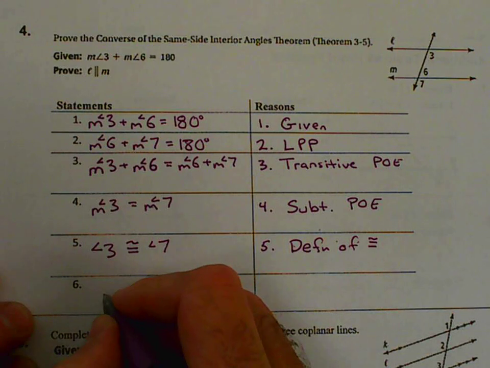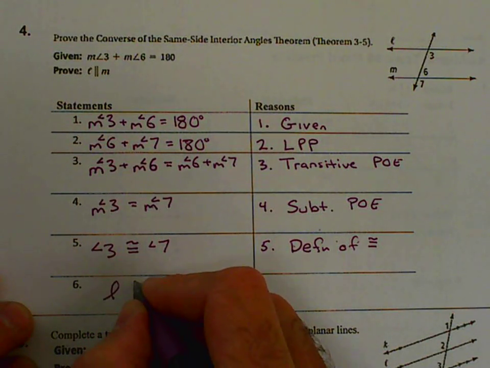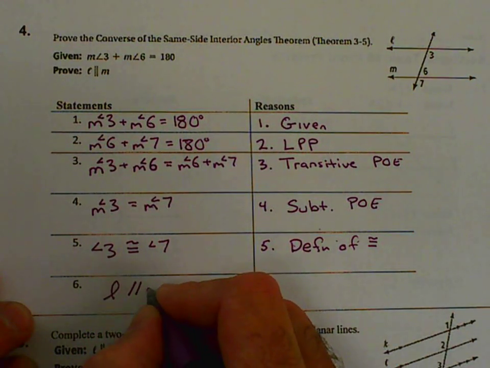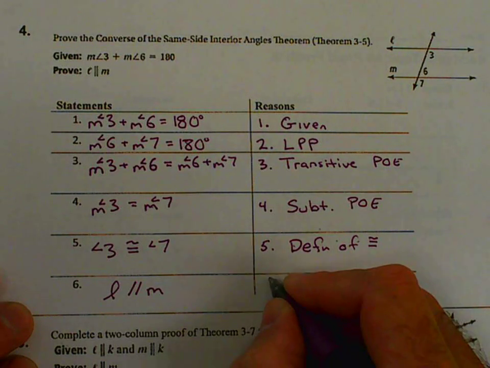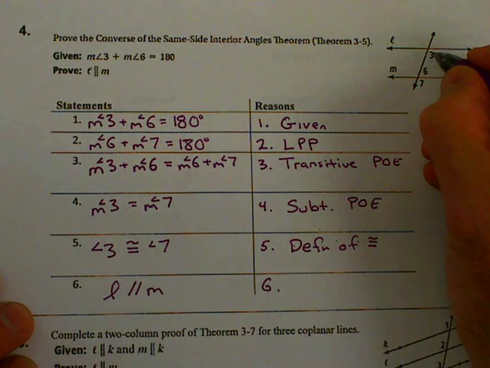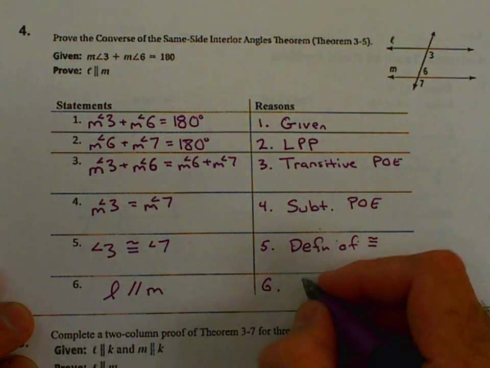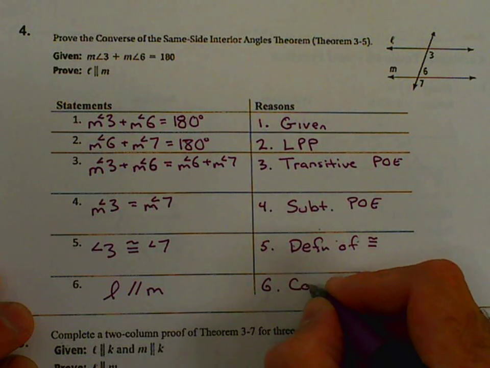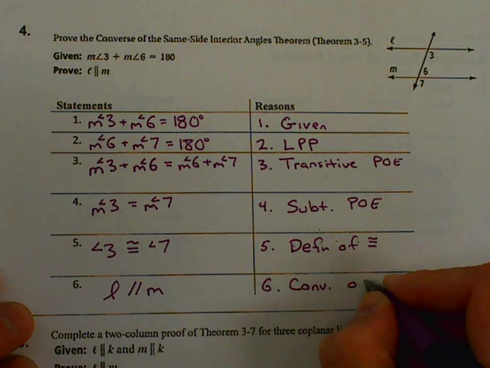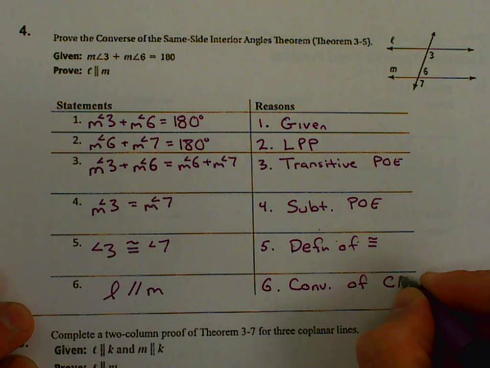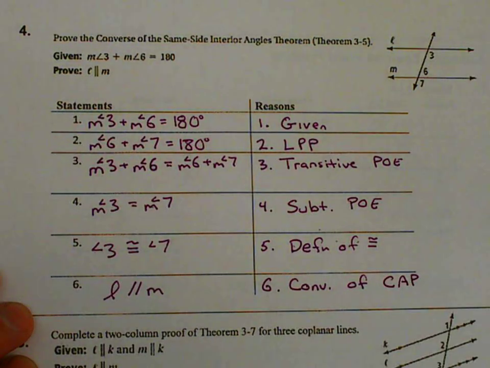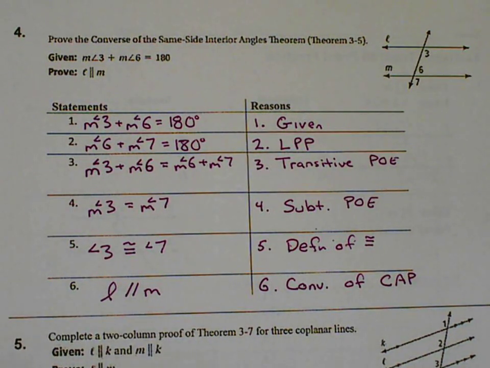And then now we can say L is parallel to M, and that's because these corresponding angles, the converse of corresponding angle postulate allows us to say then that L is parallel to M.